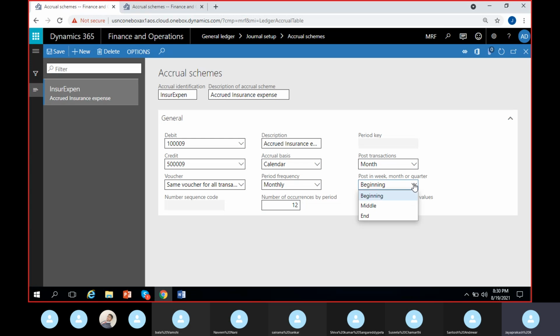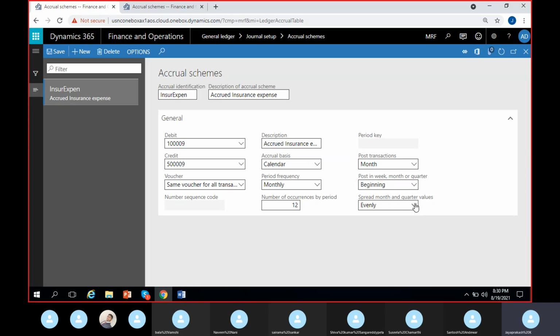Since we have selected months only here, I'll select months only here. So then the selection is at the beginning of the month, you want to recognize it as an expense, or at the middle of the month, or at the end of the month. It is your selection. So according to whatever you select, the transaction will be posted for first of January, or middle of January, or end of January, like that. Or in this every month, first of every month, or middle of every month, or end of every month. So I'm selecting beginning of every month.